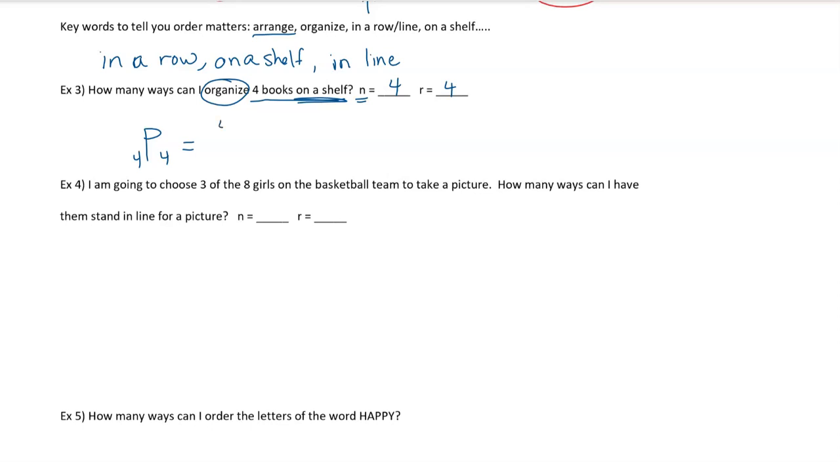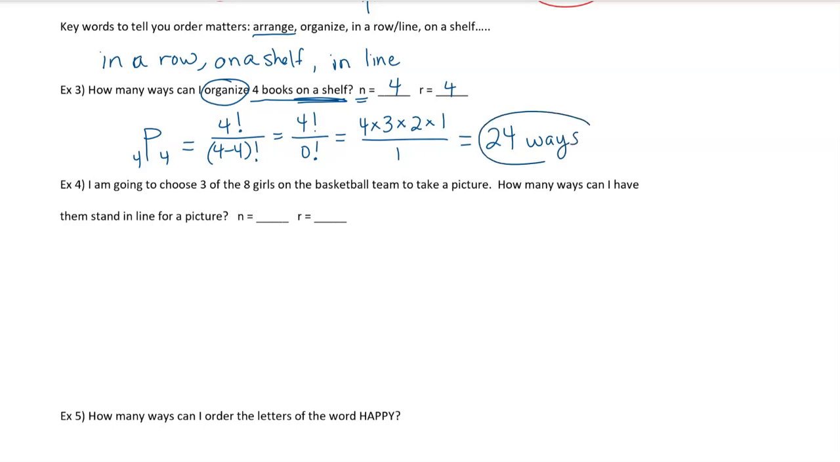Well, that's n factorial, so that's 4 factorial over (4 minus 4) factorial. So that's 4 factorial divided by 0 factorial. So now you see why it's important that we talked about 0 factorial and how that's just going to be 1. So 4 factorial is 4 times 3 times 2 times 1, and 0 factorial is just 1. So we see there are 24 ways that we can organize 4 books on a shelf.